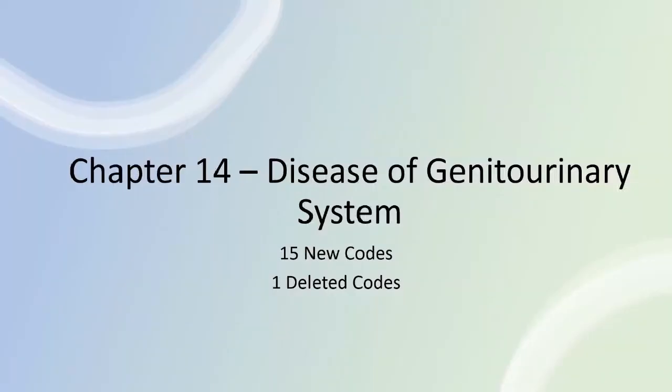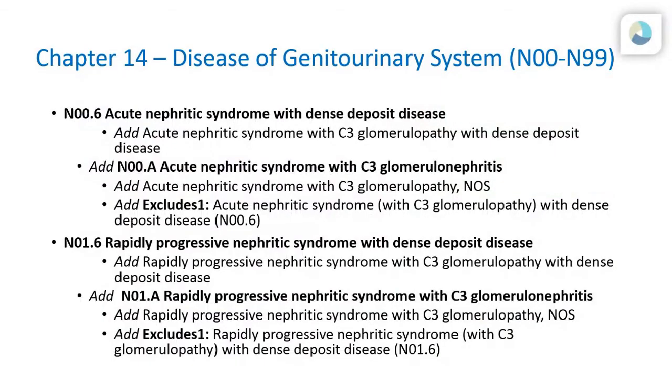Next chapter is chapter 14, diseases of the genitourinary system, 15 new codes, 1 deleted. We have some new codes in the acute nephritic syndrome with dense deposit disease, N00.A, with C3 glomerulonephritis, with some excludes. And then we have new code N01.A, rapidly progressive nephritic syndrome with C3 glomerulonephritis. We have acute and then rapidly progressive.